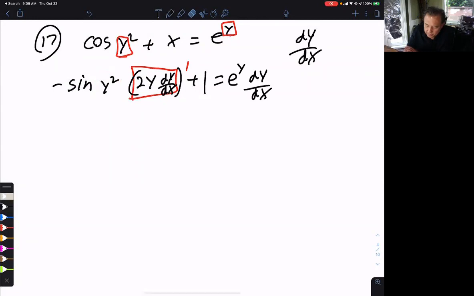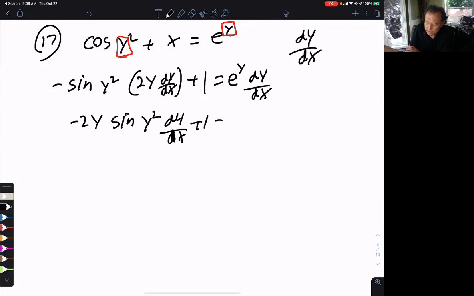Let me get rid of all this red stuff. Let me rewrite the left side. So I'm gonna move the 2y in front. Negative 2y sine y squared dy dx plus 1 equals e to the y dy dx. I do the same thing every time. I get all the dy dx's on one side.